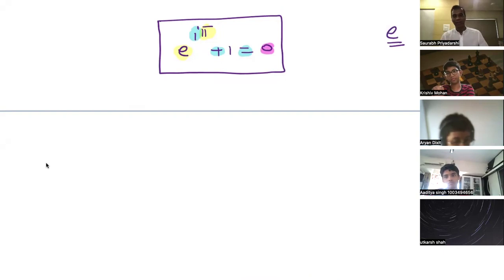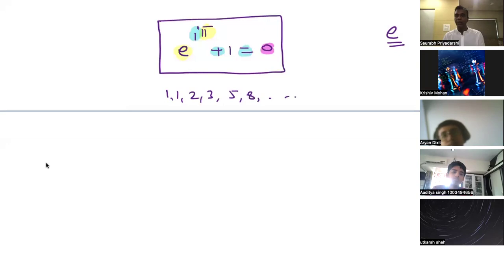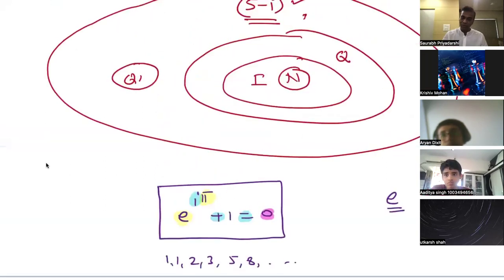e is a mind-blowing number, right? Just like pi, and next take the Fibonacci numbers: 1, 1, 2, then 3, then 5, then 8, and the ratio of the numbers is called the golden ratio. But okay, some other time, right? But this is about the numbers, right?